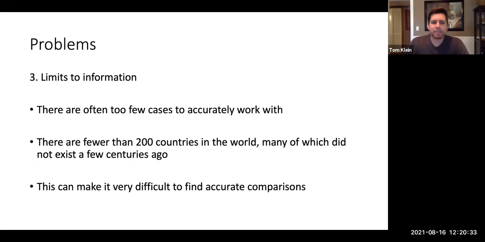The third problem, limits to information. This is the most basic problem maybe. Sometimes there's too few cases to work with, right? There's around 200 countries in the world. A lot of them are relatively new countries, you know, I think like South Sudan, that haven't really existed for a long time. So how are you going to make comparisons between 2 different cultures if one has only existed for 10 years and one's existed for 2,000 years or 200 years, right? It can be very difficult to have this information and access this information.